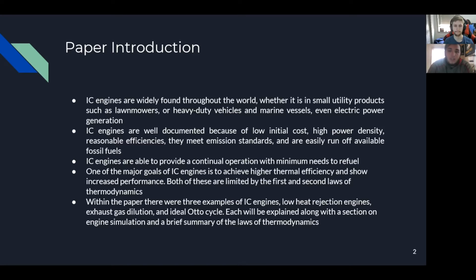And currently, the main goals of internal combustion engines are increasing overall thermal efficiency along with an overall performance boost to the engine, but both are currently limited by the first and second laws of thermodynamics. And within the paper, there are 3 examples of IC engines: a low heat rejection engine, an exhaust gas dilution system, and an ideal Otto cycle.